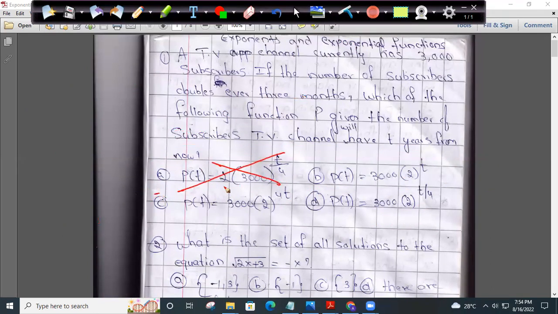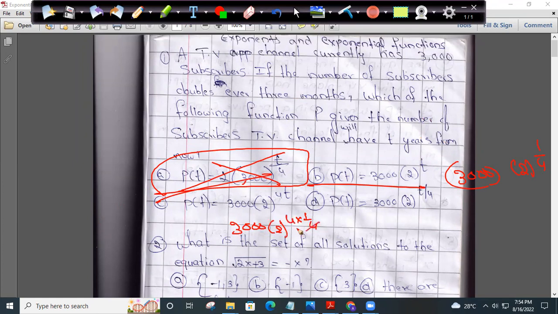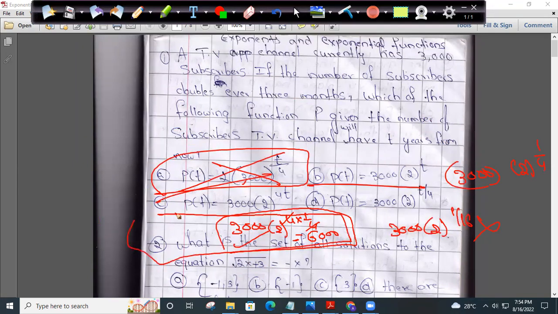I'll never concentrate on option A because it is not going to help me in any way. Now I'll see option B. So 3000 into 2 power 1 by 4 is option B, which is not 6000. Now I see option C, 3000 into 2 to the power of 4 into 1 by 4, that is 4 into 1 by 4 is 1. 3000 into 2 is 6000. So it can be an answer. If I look at option D, 3000 into, again, don't mark it, 2 to the power of 1 by 16, which is not 6000. So the only option where I'm getting 6000 is C for Chennai. So C for Chennai should be my answer.